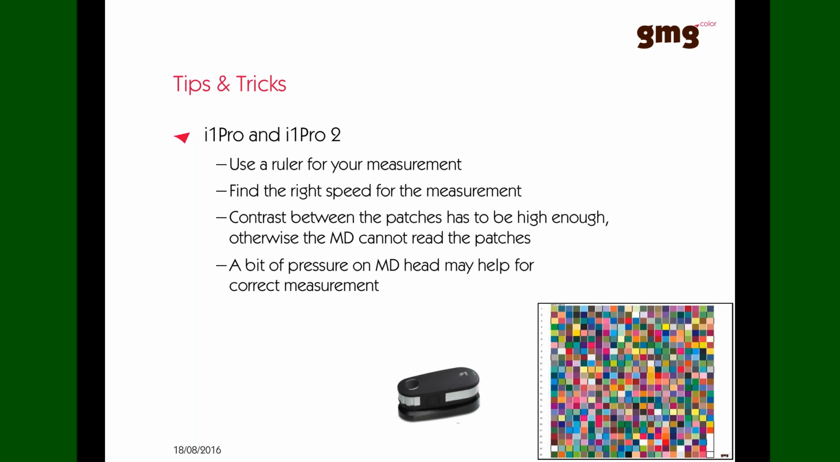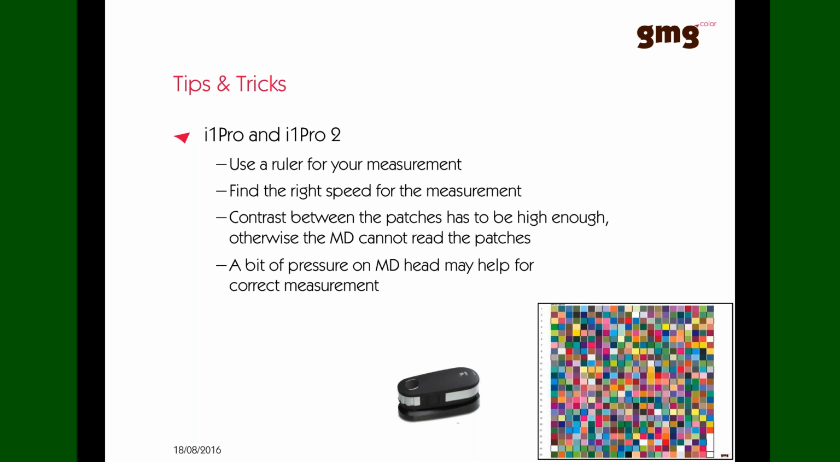And now let's talk about some tips and tricks for specific measurement devices. The i1 Pro and the i1 Pro 2. Here, when you want to measure a row, then we definitely recommend to use the ruler for your measurement. Don't just take the measurement and try to do it by hand. Using the ruler really helps to get better results in measurement. Then you have to find the right speed for the measurement, so get the right feeling for the instrument.